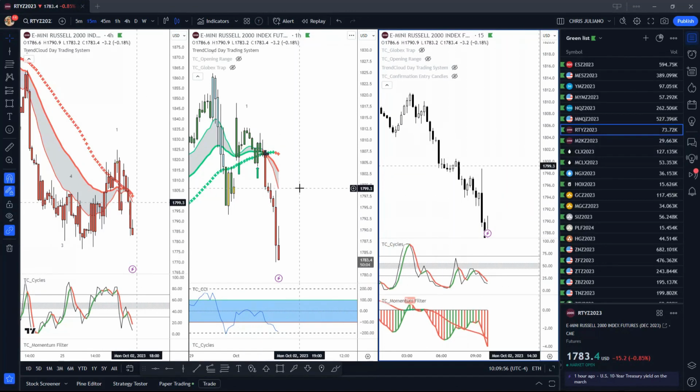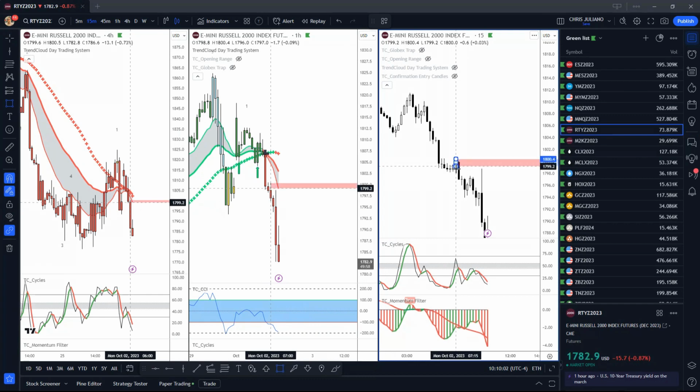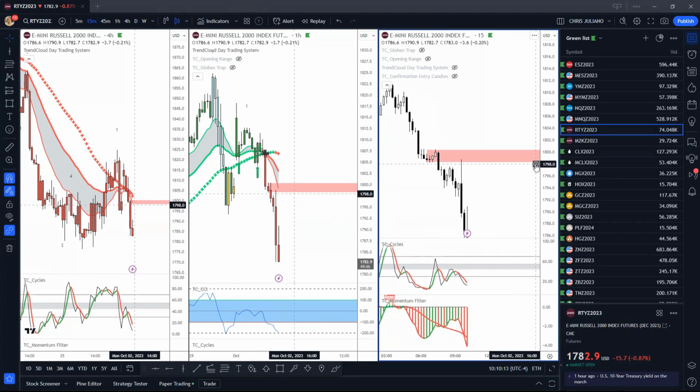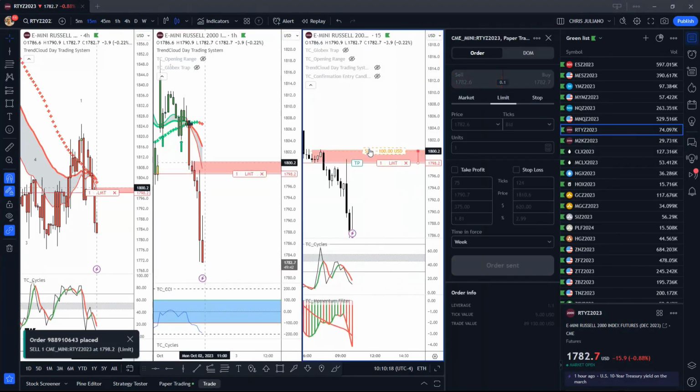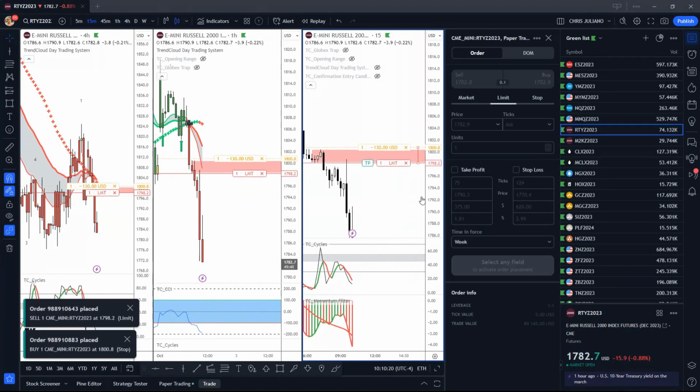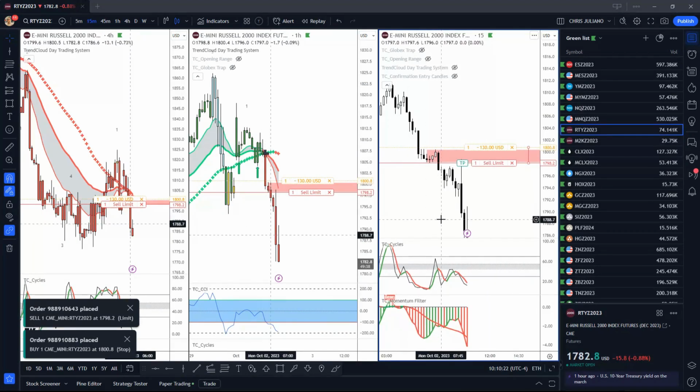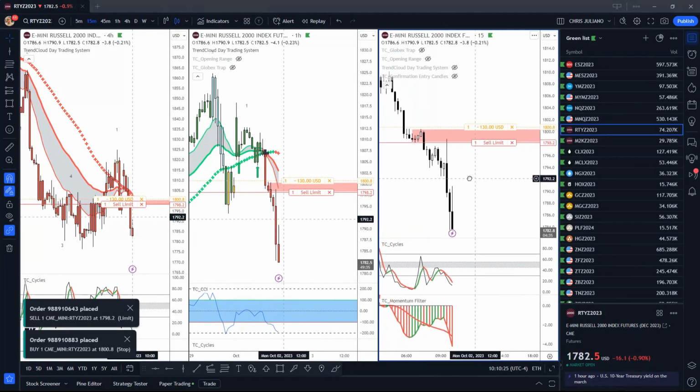What do we got right around here? Oh, and look at what happened there. Right here. Okay, that little pocket right there made a move down. So we were late on the Russell. Okay, that would have been a nice move. That's a $130 move on a full contract.